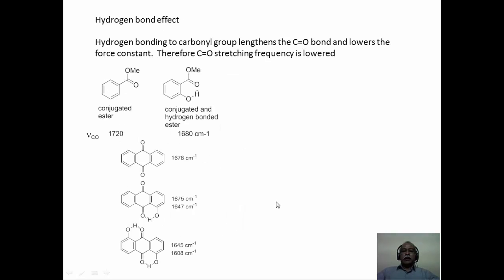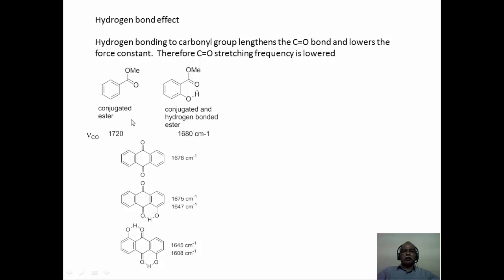Now the hydrogen bond. Usually carbonyl groups, for example in the case of salicylaldehyde or methyl salicylate, kind of an ortho-functionalized system, can have an intramolecular hydrogen bond of this type. And what happens when hydrogen bonding takes place to a carbonyl functional group? It essentially lengthens the carbonyl group's carbon-oxygen bond and thereby lowers the force constant. Therefore, the carbonyl stretching frequency is lowered because of the hydrogen bonding interaction.